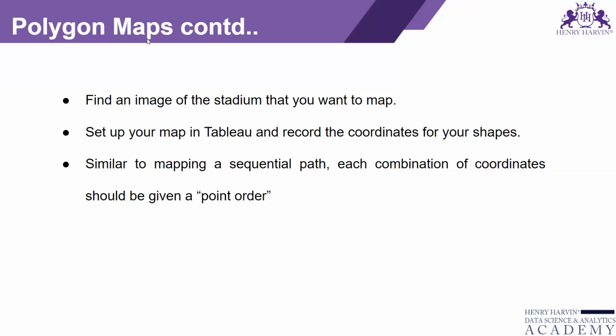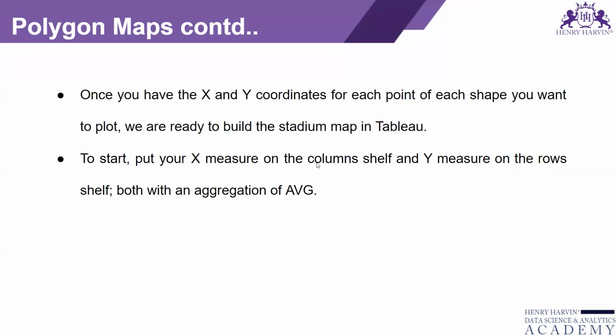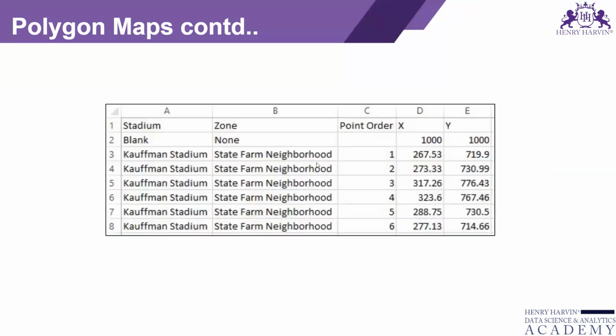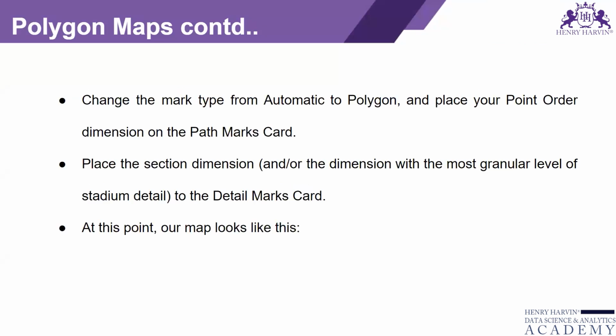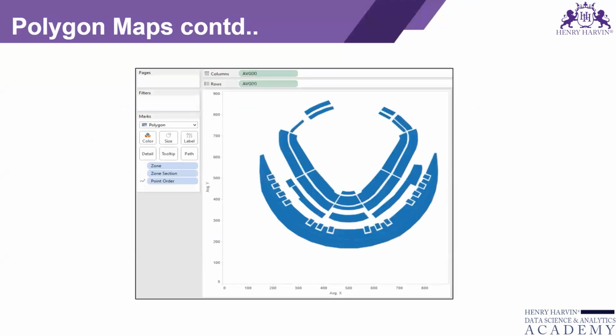So let's see if I can point out the plot map. Okay, polygon map. So basically they have taken something called Kauffman Stadium. Okay, and they have the latitude and the longitude. Okay, and I think it's a hexagonal shape. And once you have the X and Y coordinates for each point of the shape you want to plot, we are ready to build the stadium map in Tableau. We'll put the X measures on the column shelf, Y measures on the row shelf with an average aggregation, and change the mark type to polygon.